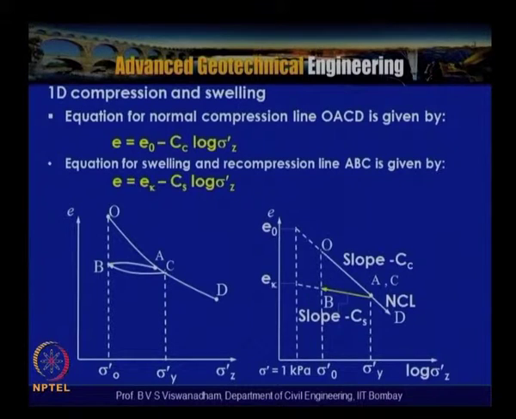So, the equation for the swelling and recompression lines is given as e is equal to e kappa minus Cs log sigma dash z, and e is equal to e naught minus Cc log sigma dash z is the normal compression line for OACD. The equation for line OACD is given by e is equal to e naught minus Cc log sigma dash z, and for the swelling and recompression line ABC it is given as e kappa minus Cs log sigma dash z.